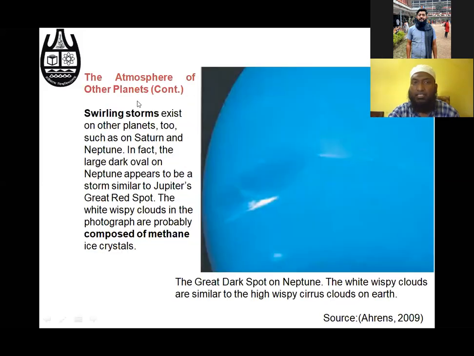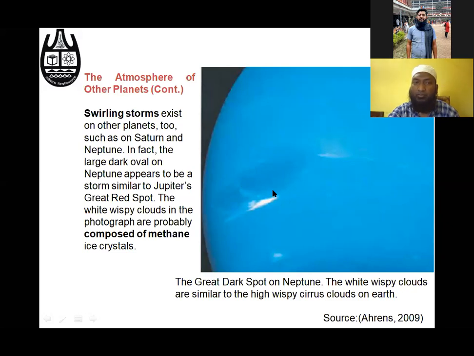Like Jupiter's, if you see the great dark spot on Neptune. So Neptune's climate is looking blue, but on the top of them, on one side, there is some haze. You can see this little bit of dark color. This is also very prominent in Neptune's atmosphere.